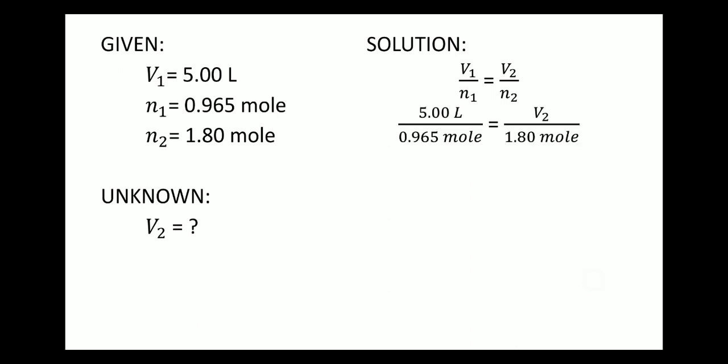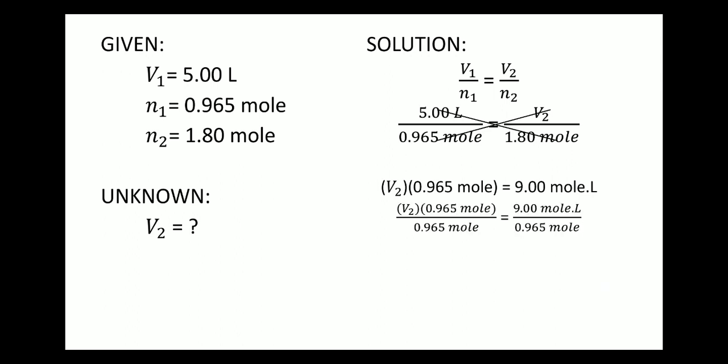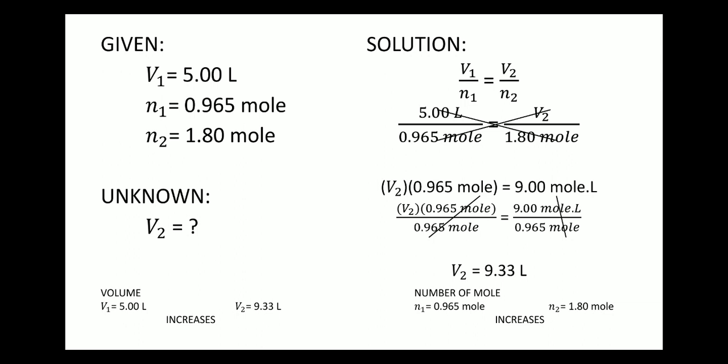Substituting the values, 5 liters over 0.965 mole is equal to V2 over 1.80 mole. Cross multiply: copy V2 and 0.965 mole, then multiply 5 times 1.80 mole, which is equal to 9 mole liter. Then dividing both sides by 0.965 mole, cancel, then the answer is 9.33 liters for final volume. Analyzing the values, the volume from 5 to 9.33 liters increases, and for the number of moles, 0.965 mole to 1.80 mole increases also, because they are, again, directly proportional.